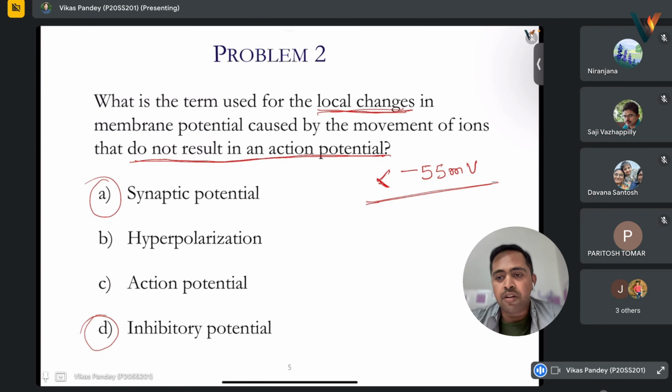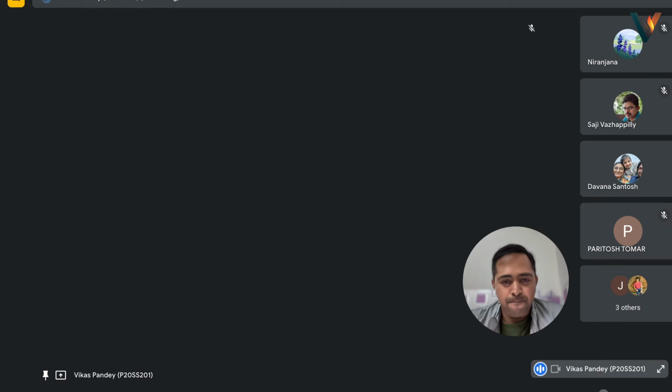Devana, you said it is synaptic potential. So why synaptic potential? It is a localized potential which is non-propagatory. Most of them tend to be depolarizing. So I thought it is synaptic potential.